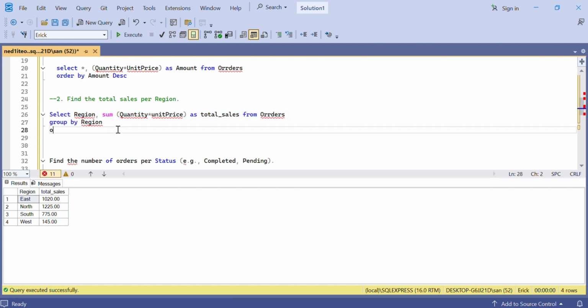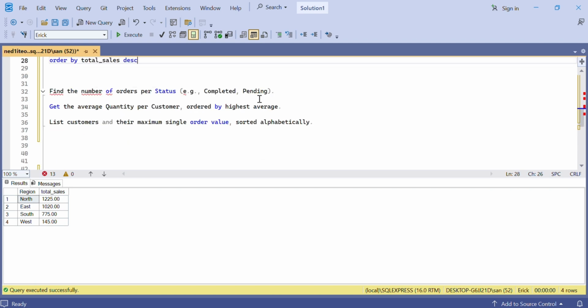So write order by, so we are ordering this by total sale. We want the region having the highest sale to be at the top, so we are ordering it in descending order. So you can see North region is the region having the highest total sales, followed by East, South, and the final one is West. So I think that one is very clear.